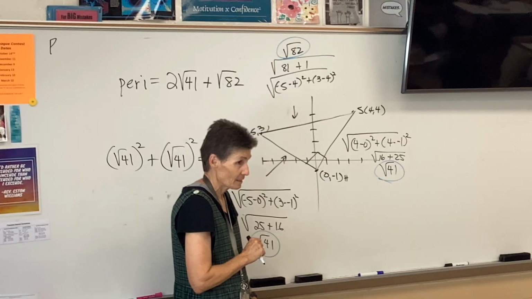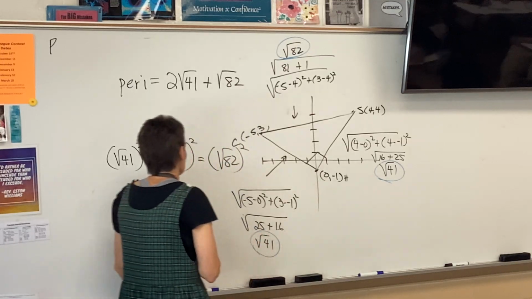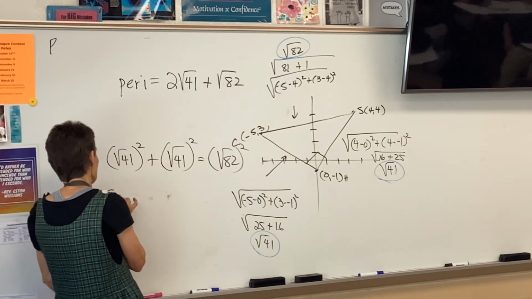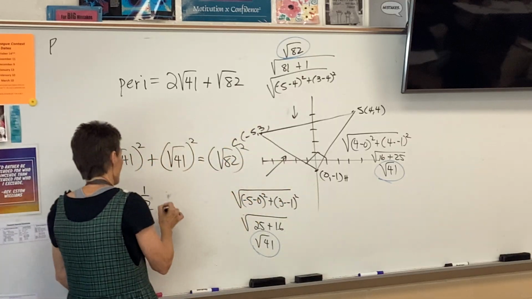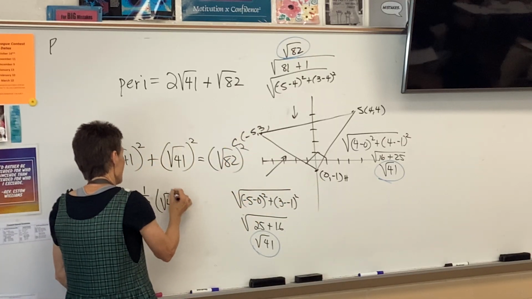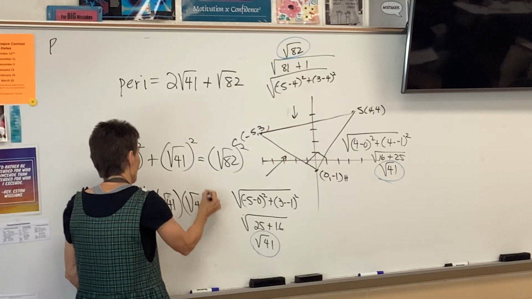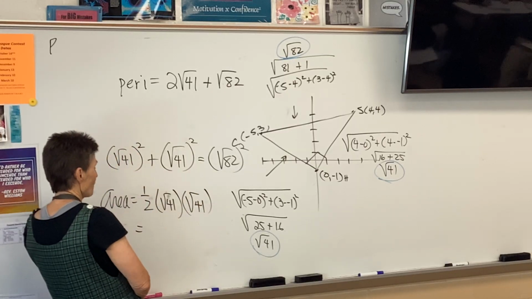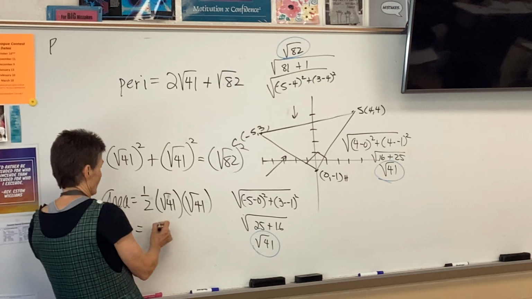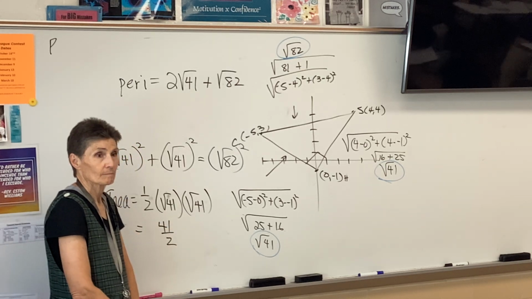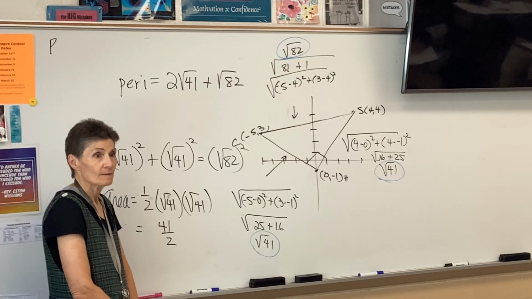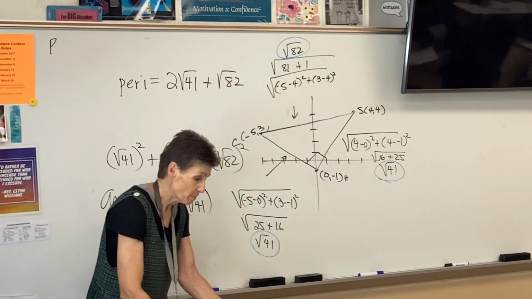Okay? So what's my area? Well, it's gonna be easy. The area is 1/2 the base, which is Route 41, times the height, which is Route 41. So what is my area? 41/2? That one's tricky. You have to be on your toes.